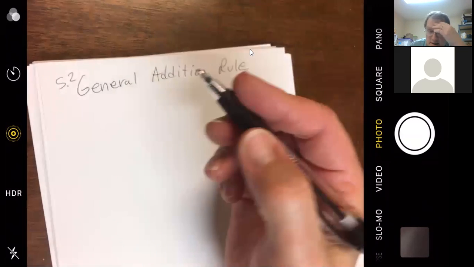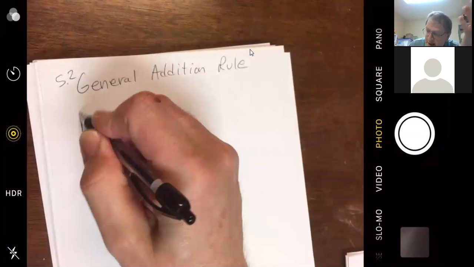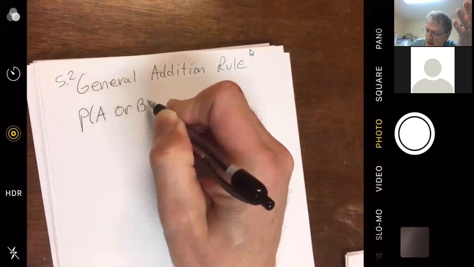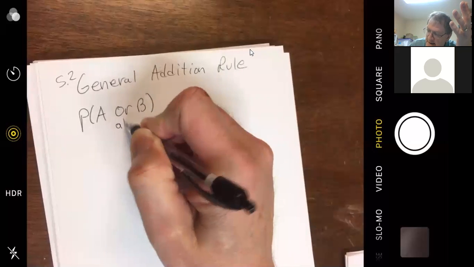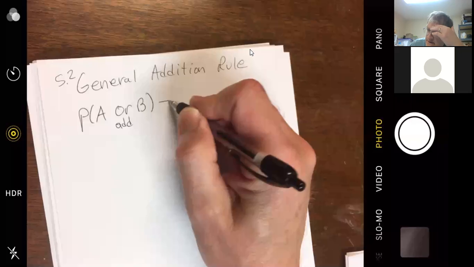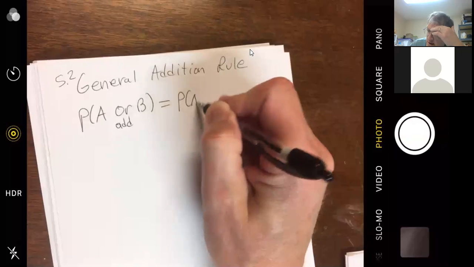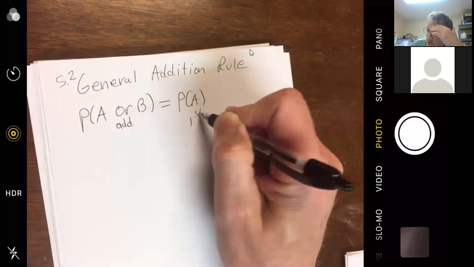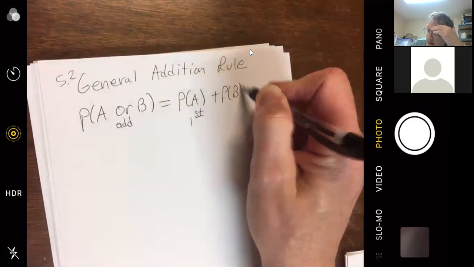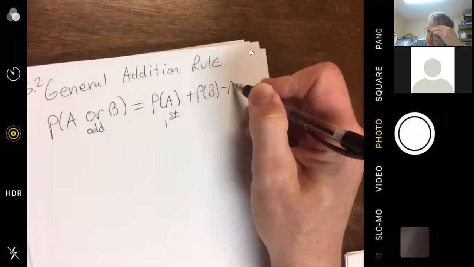Okay, and we wrote down a formula like this. It was for the probability of A or B. This word "or" means add, which is where the addition rule comes from. It means you take the probability of the first, add the probability of the second, minus the probability of both together.